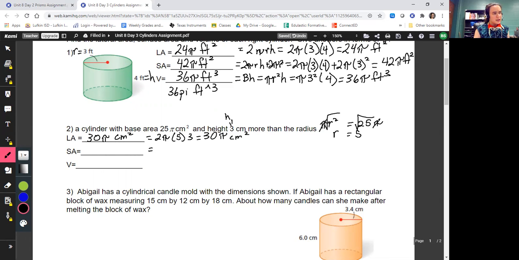Then we need our total surface area. Remember, our formula is 2 pi rh plus 2 pi r squared. So plugging it in, 2 times pi times our radius of 5 times our height of 3 plus 2 times pi times 5 squared. And that gets us 80 pi centimeters squared.